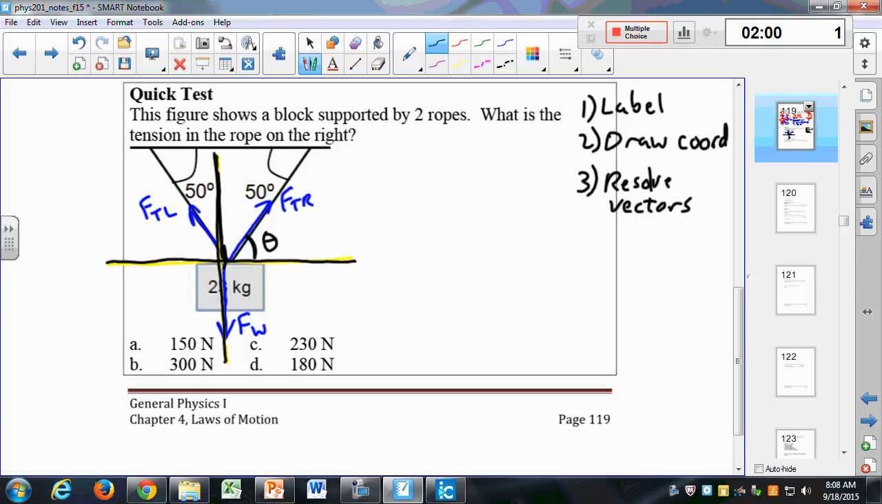I'm going to redraw this a little bit over here. There's my coordinate system. Here's my FW. Now, what is this angle equal to? It's equal to 50 degrees.